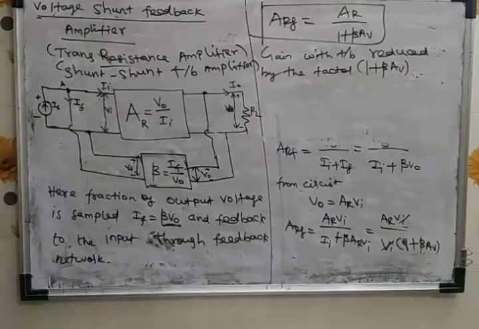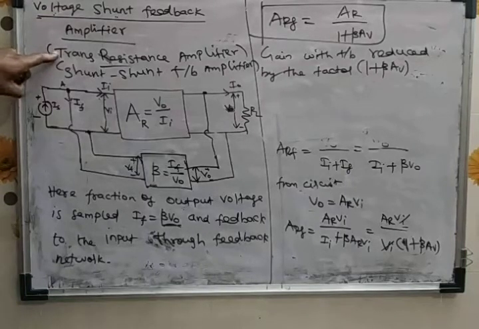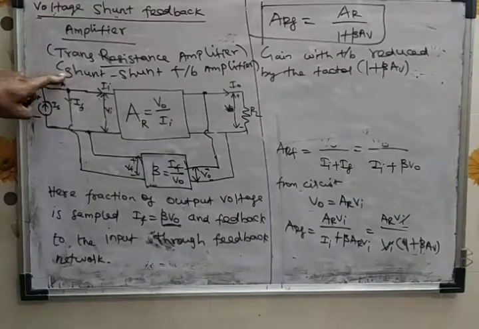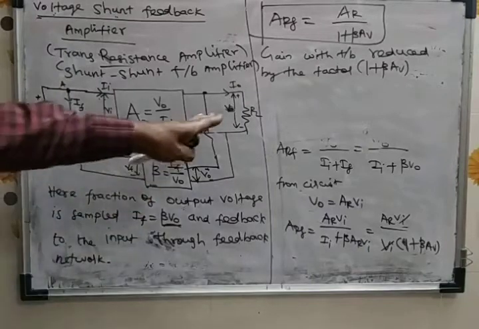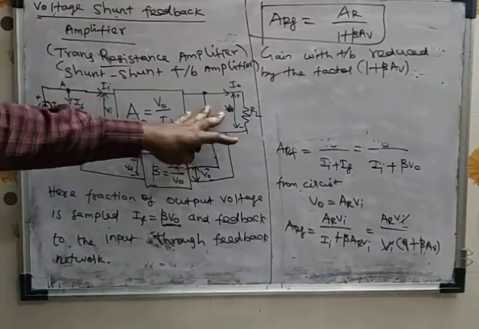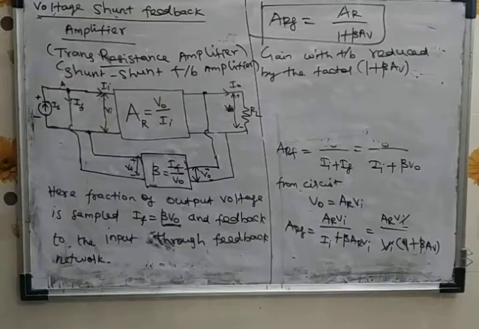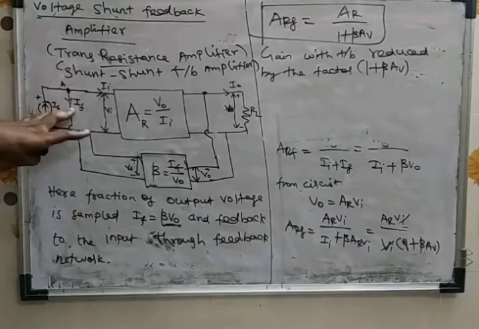In the previous class, we have seen the voltage shunt feedback amplifier. The voltage shunt feedback amplifier is also called a transresistance amplifier and also called a shunt feedback amplifier. Here we are taking voltage sampling and current mixing, that is shunt mixing, also called current mixing.